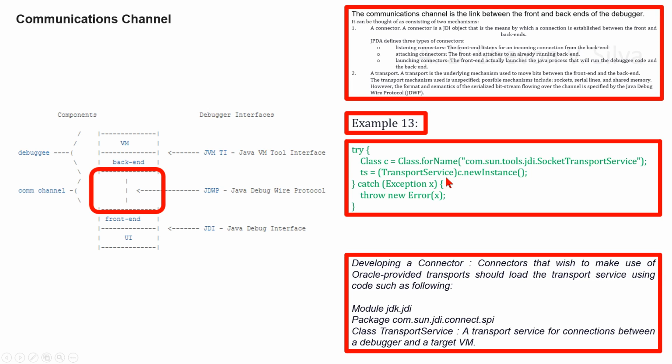name of the transport. Most connector implementations will establish the connection to a target VM. Once established, the connector's launch, attach and accept methods will return a virtual machine instance to the debugger. To facilitate the creation of the virtual machine mirror, the virtual machine manager has a method to create a virtual machine.